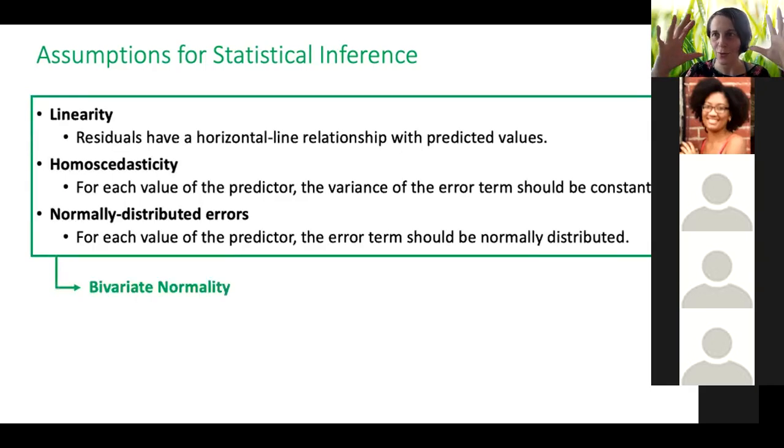Basically another core set of assumptions that is more specific to regression and correlation can directly be derived from the requirement that the data have to follow a bivariate normal distribution. The bivariate normality assumption encompasses 3 components. The first is linearity. It means that our residuals have a horizontal line relationship with the predicted values. So what does it mean?